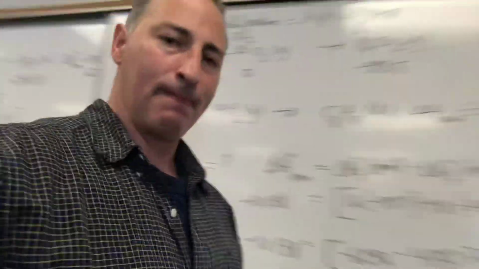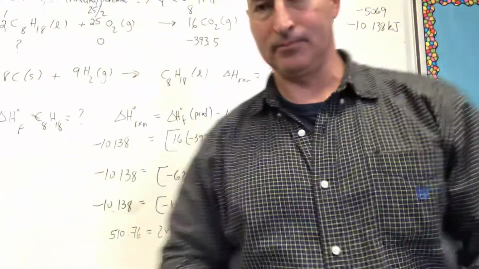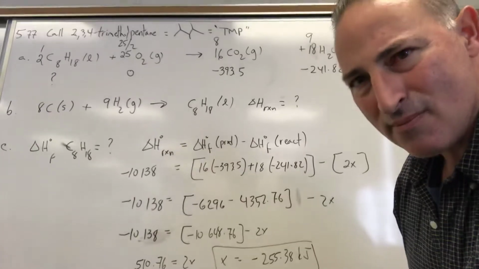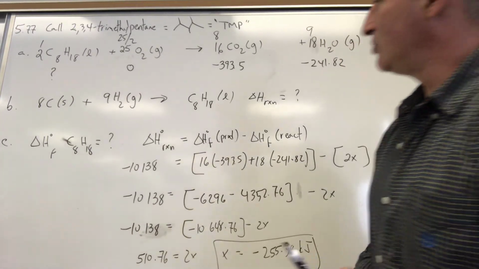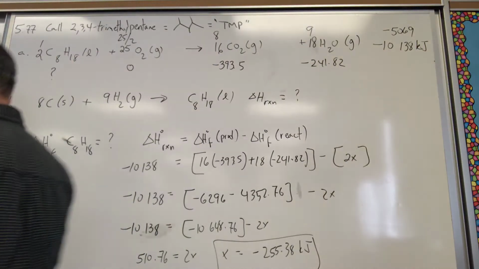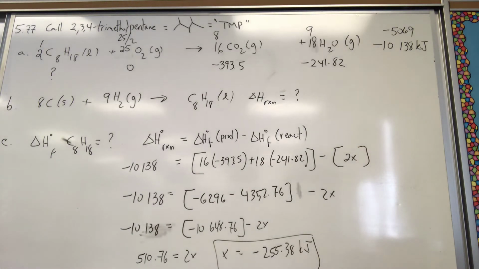The next question is 77. They ask you to calculate the heat of formation for octane. It says gasoline is composed primarily of hydrocarbons, including many with 8 carbon atoms called octanes. One of the cleanest burning octanes is a compound called 2,3,4-trimethylpentane, which has the following structural formula.